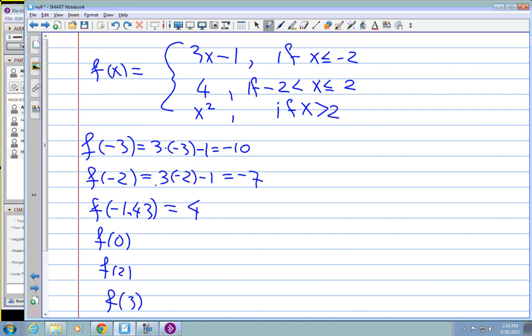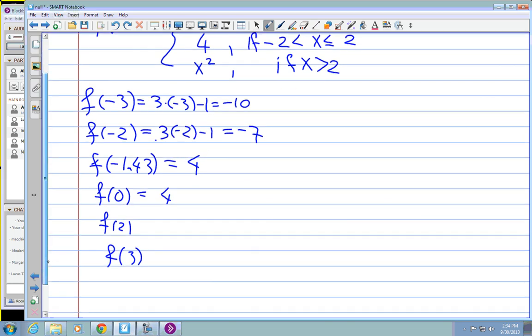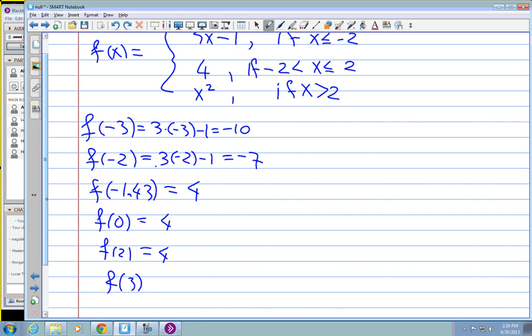How about f of 0? Still 4. How about f of 2? Still 4, because negative 1.43, 0, and 2 all satisfy the middle inequality. So that function is constant, always equal to 4. How about f of 3? It's 3 squared, which equals 9.